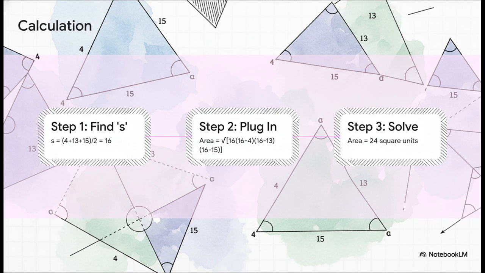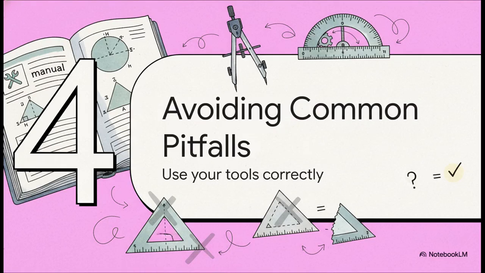We've got the square root of 16 times (16 minus 4) times (16 minus 13) times (16 minus 15). So that simplifies down to the square root of 16 times 12 times 3 times 1. And when you punch that in, you get a really nice clean number, 24 square units. Done. So now you've got these two fantastic tools.